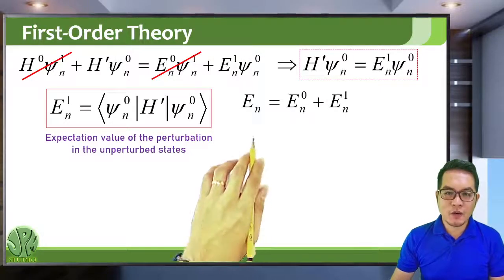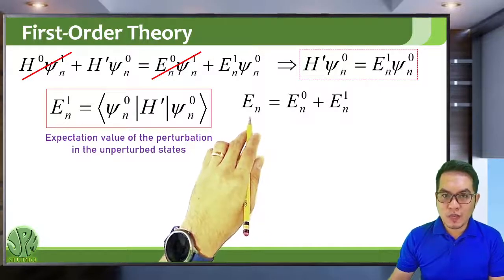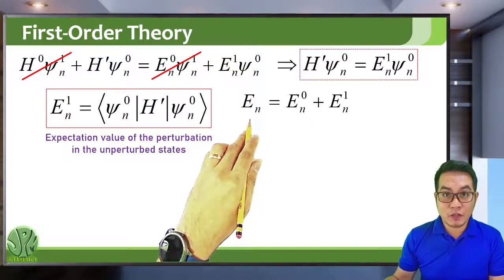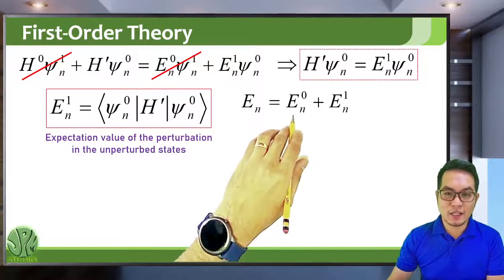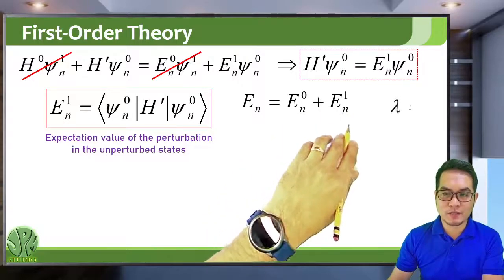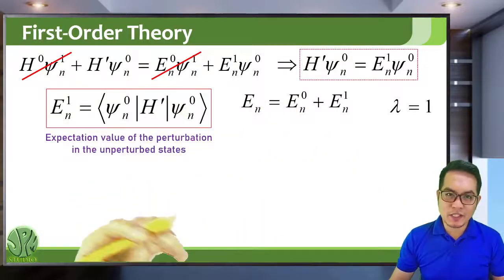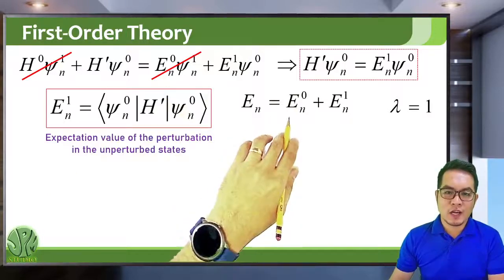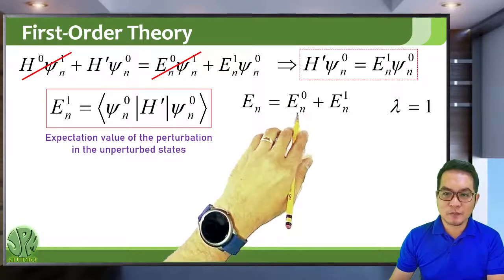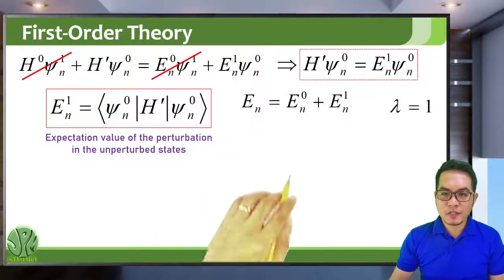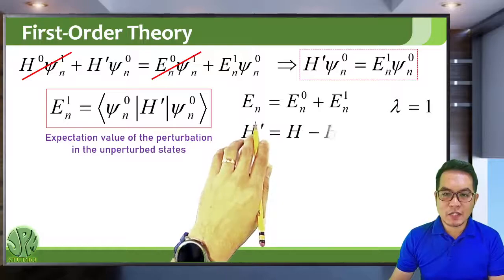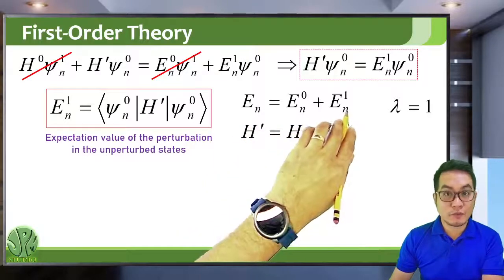From here, if you want to get the energy levels of the perturbed system only up to the first order correction, then you just add the zero order plus the first order correction, and we'll just set lambda equal to 1, so that the expansion no longer contains any value of lambda. So this is now the energy of the perturbed system up to the first order correction.